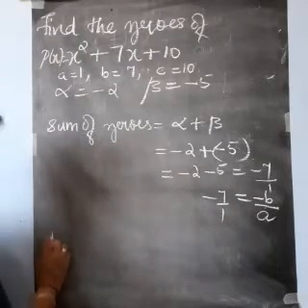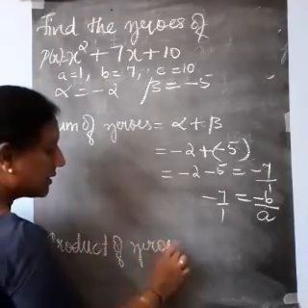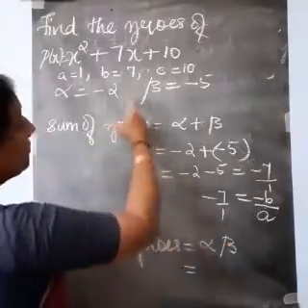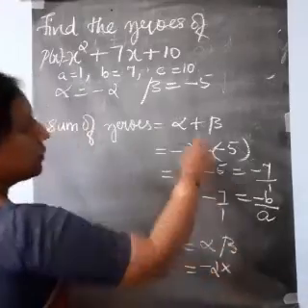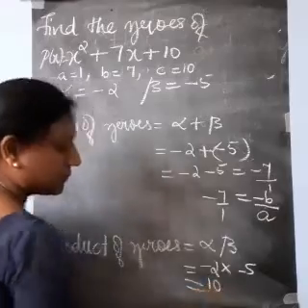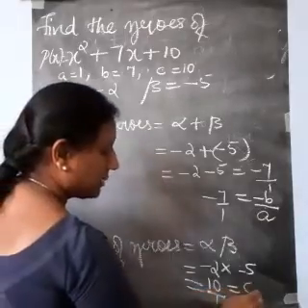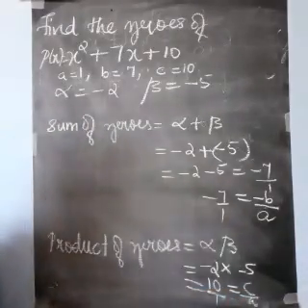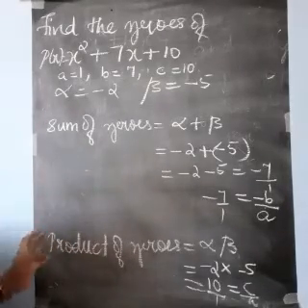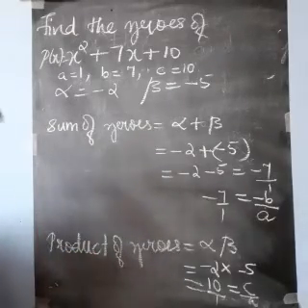Let us see about the product of zeros. Product of zeros is equal to alpha into beta. Now what is alpha? Alpha is minus 2 into what is beta? Minus 5. When you multiply both, you will get 10. Okay. Now if it is 10 by 1, can we say it is equal to c by a? Yes. So have you understood how we have verified the relationship between the zeros and its coefficients? Okay. Yes. So after this we have to write hence verified.